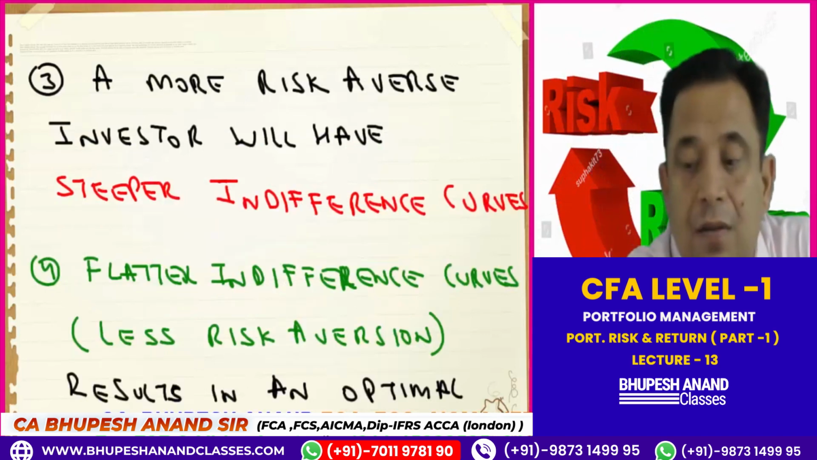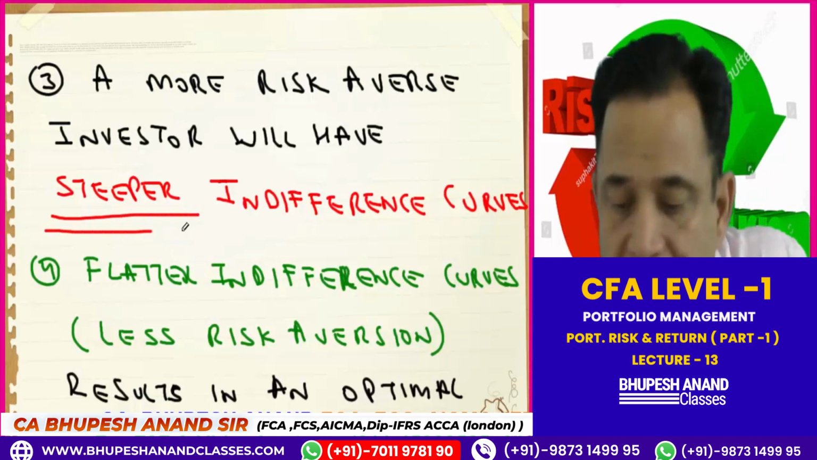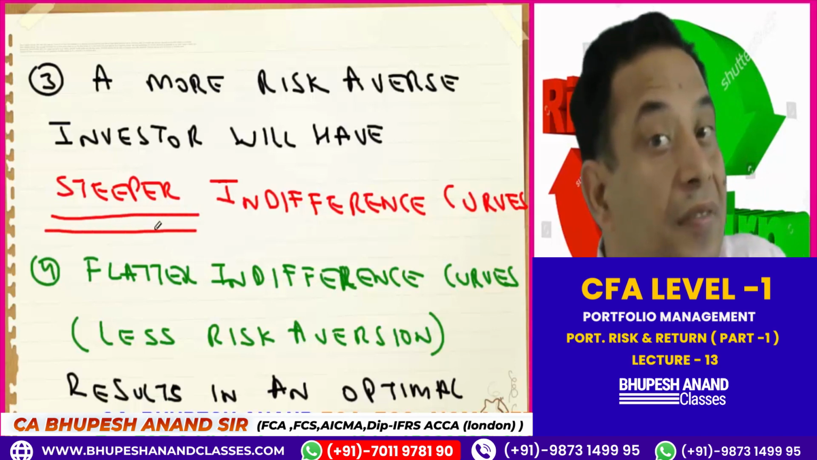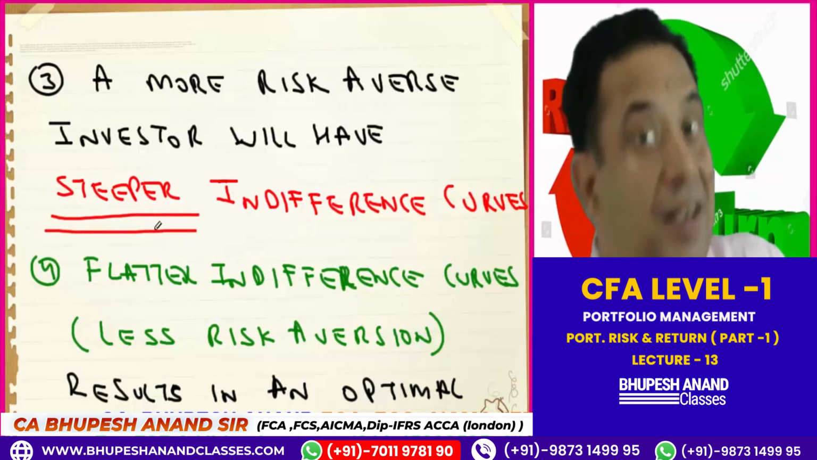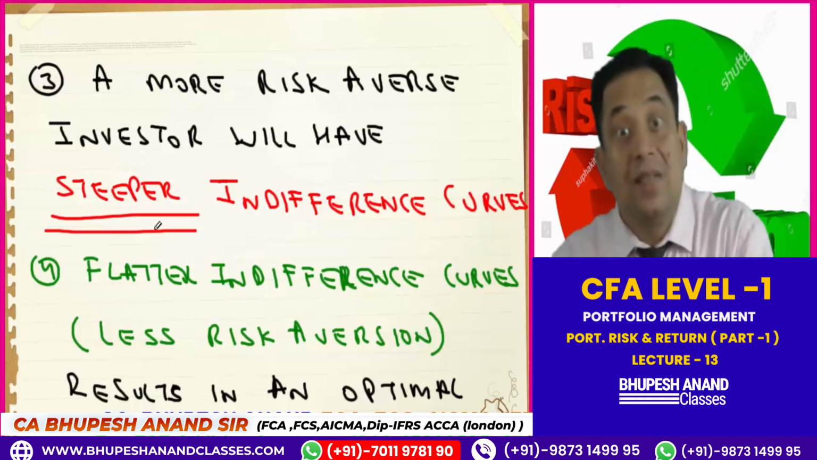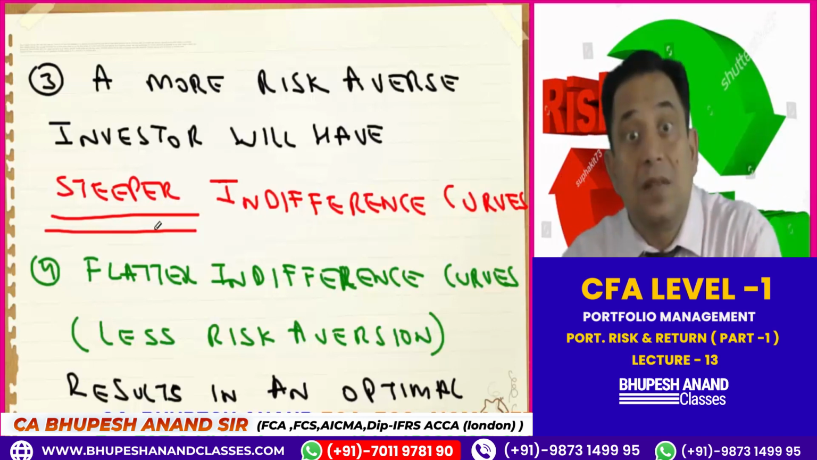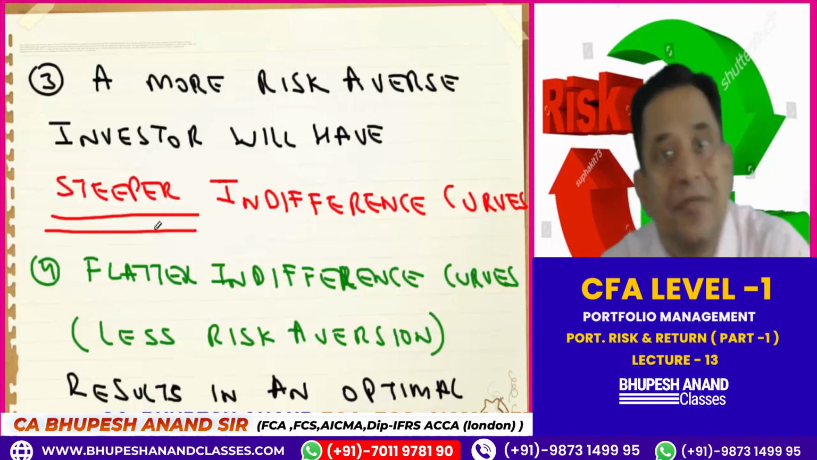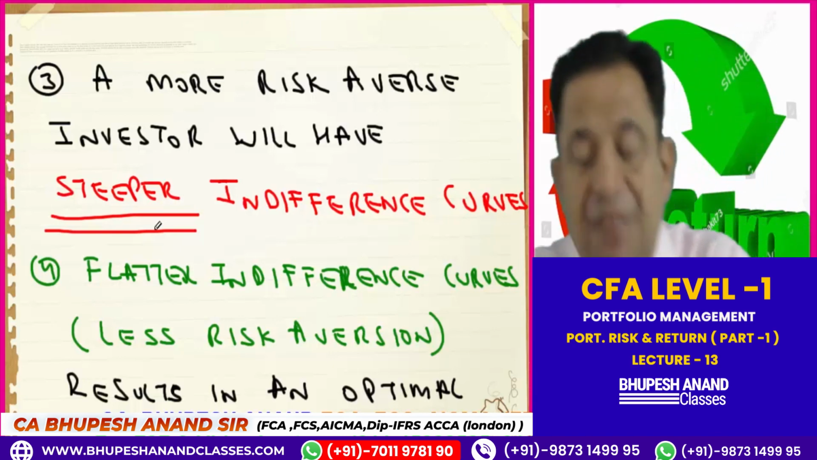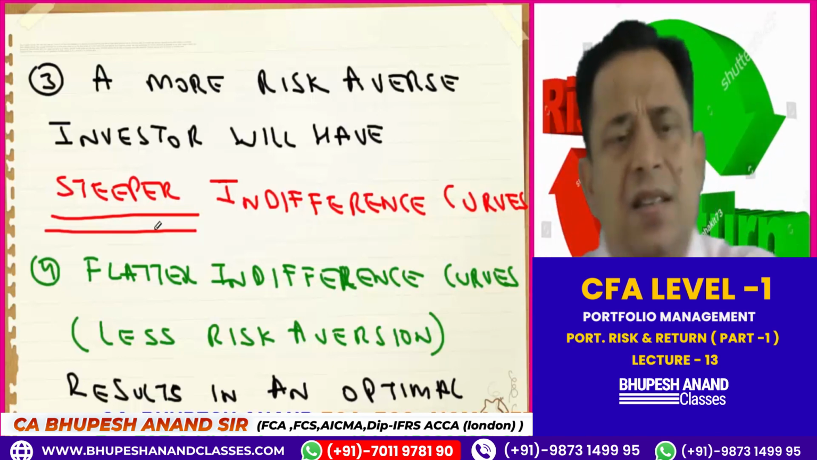A more risk averse investor will have a steeper curve. I have just told you there are two types of indifference curves, steeper and flatter. If a person is more risk averse, then there will be a steeper indifference curve. A flatter indifference curve means a less risk averse person.